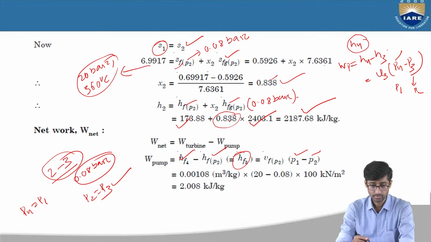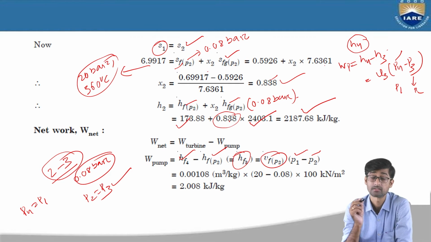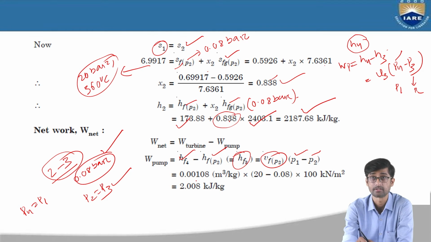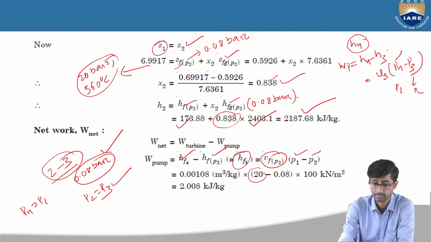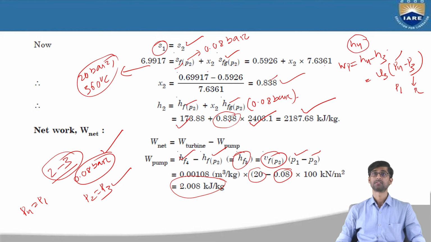So from steam table, you see what is the value of VF at pressure, at what pressure? 0.08 bar. What is the value of VF? We put it here, right? Into what is pressure P1? 20 bar. Pressure P2 0.08 bar. Now calculate what is the pump work from these equations. This will become 2.008 kilojoule per kg.